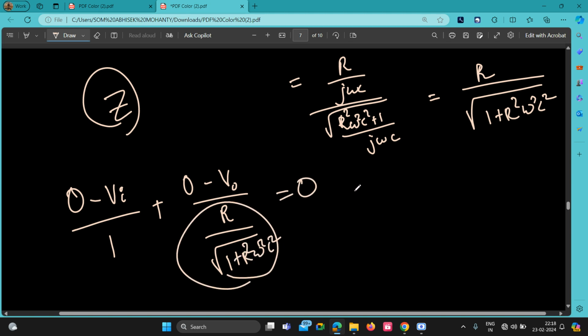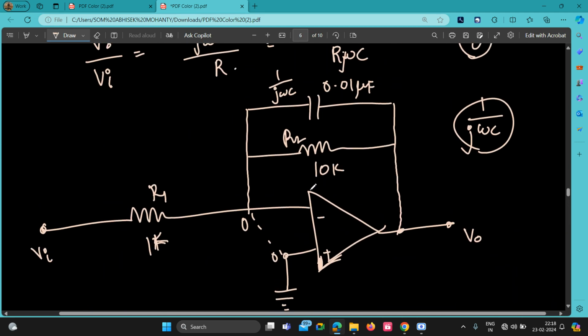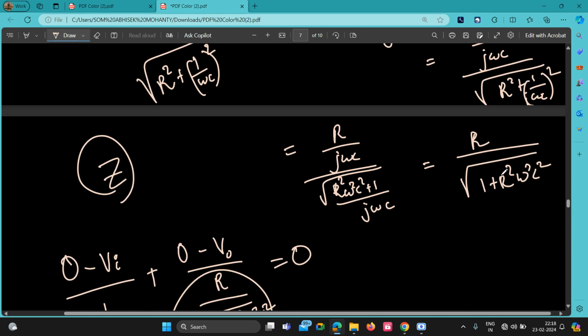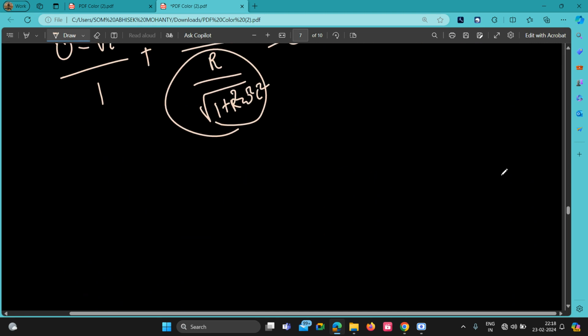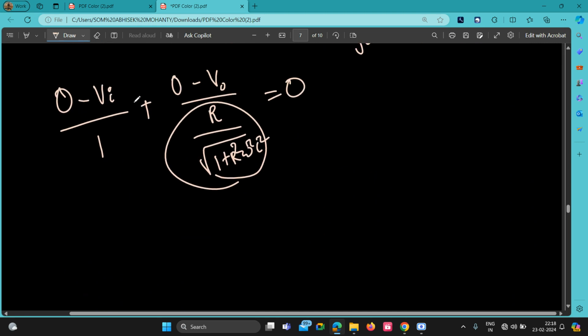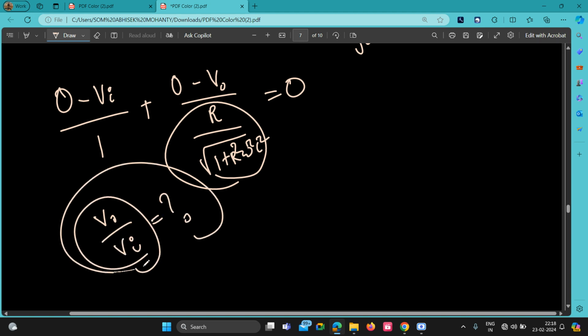So you just have to put the values here. R is how much? R is 10k, C is this, and omega will be given something else, like 15 radian per second. You just have to put it there, and you will get the values. What we need is V naught by Vi, the gain. So I hope we can calculate it from here.